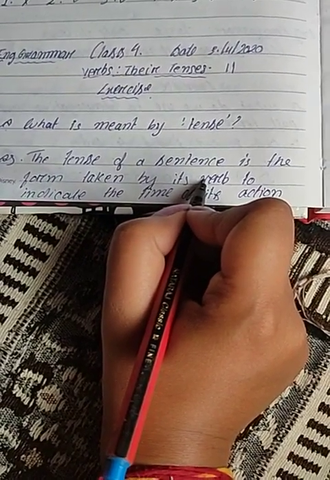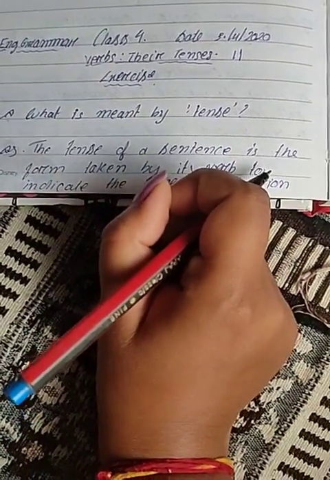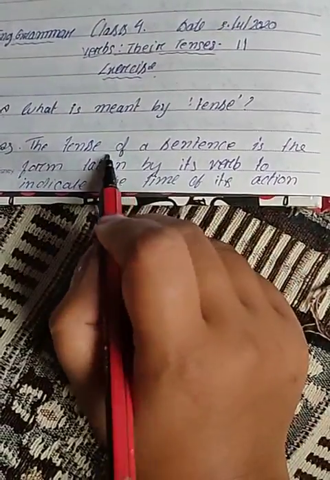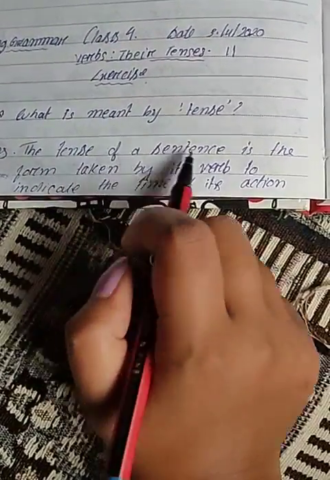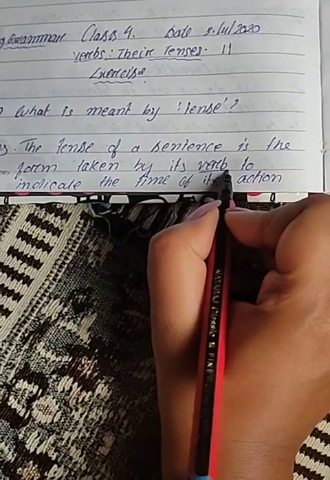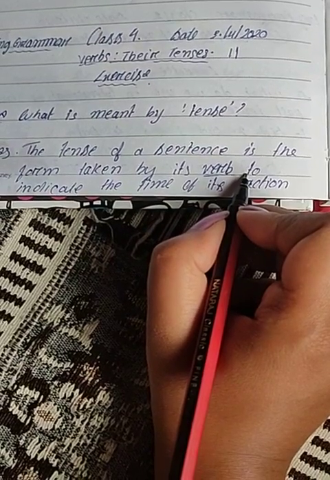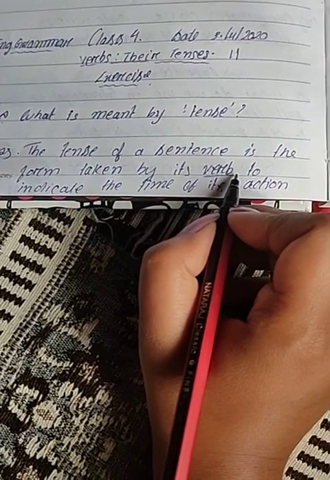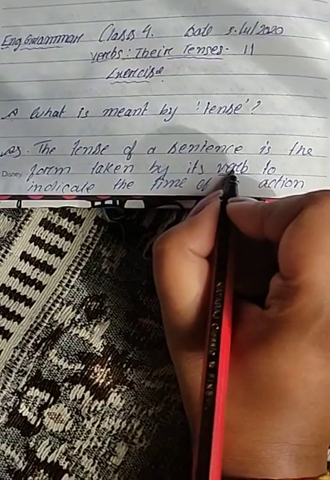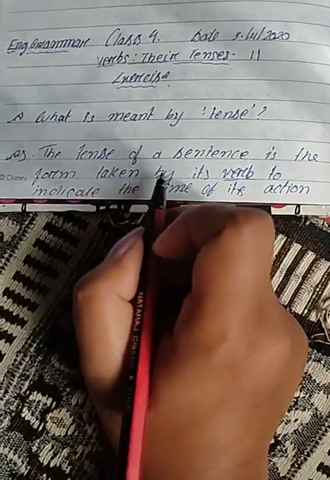As you know, in a sentence there are subject, object, and verb. The tense of a sentence is the form taken by its verb to indicate the time of an action. When we say to indicate the time of an action, how will we know whether the action is in past tense, present tense or future tense?